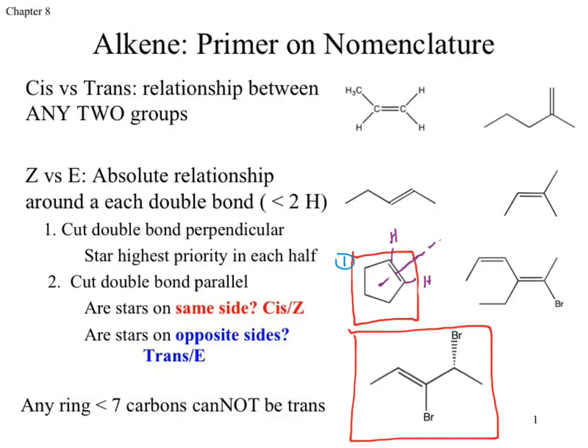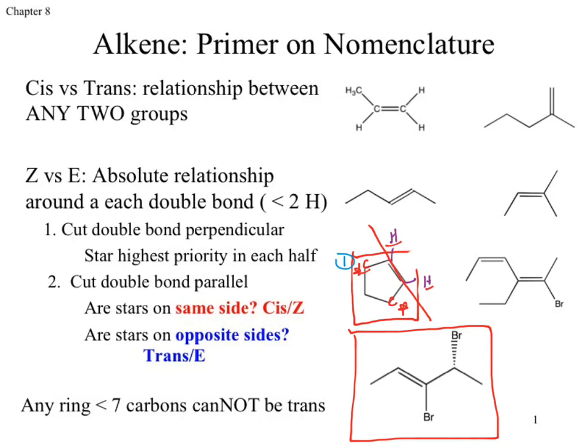So if we go through and look at the bottom half, we're looking at carbon versus hydrogen. Which one has a higher priority? The carbon, so we can star that. We can go to our top half. Same situation, carbon versus hydrogen. Carbon gets starred. We then go through and cut our double bond in half through the axis. And we look to see where our stars are located. Are they on the same side or opposite sides? Same side. So we could call this cis, but that really only refers to those two carbons.